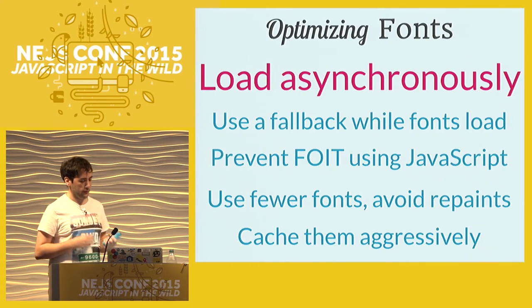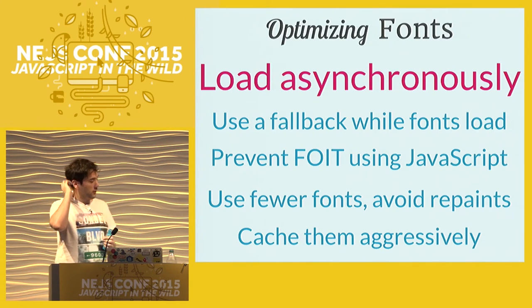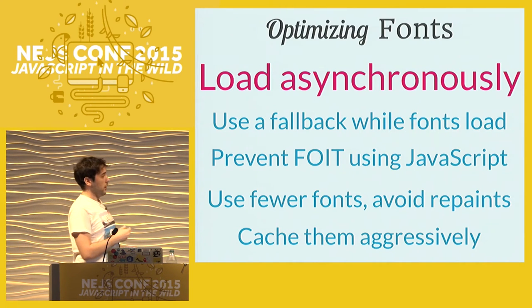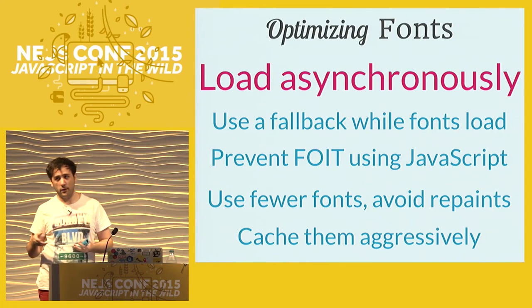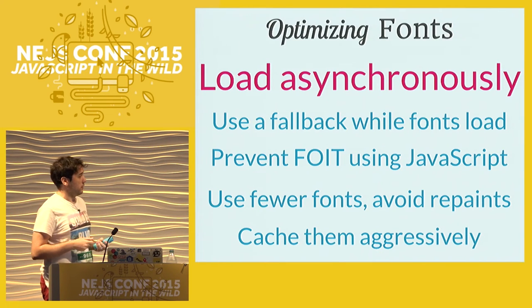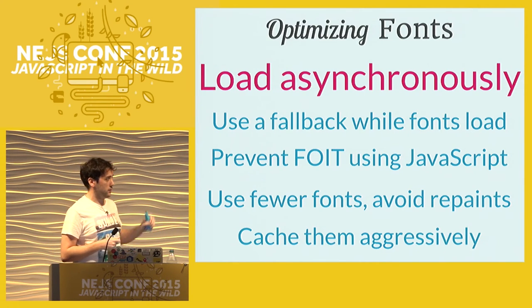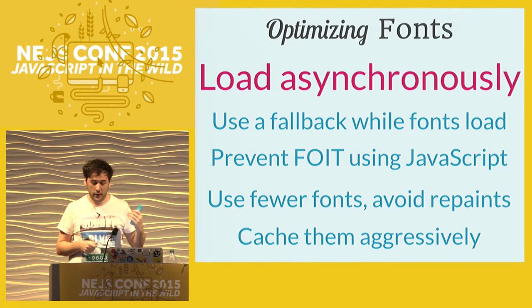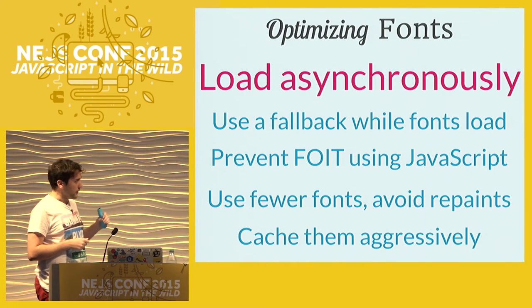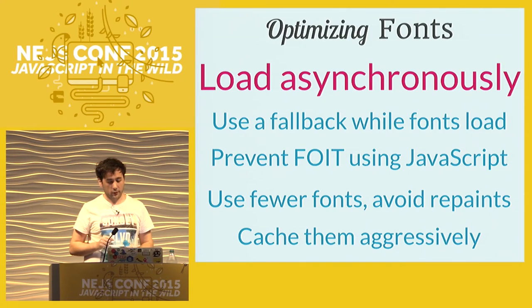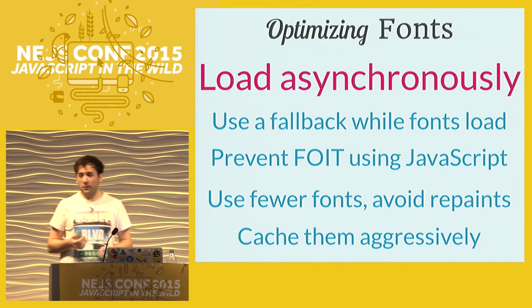Load fonts asynchronously. Fonts are crazy expensive, so if you have custom fonts, load them asynchronously. Use a fallback while those fonts load, like a web safe font. That'll help you prevent flashes of invisible text like we've seen in the film strip view earlier. And you can then add a class name or something when the font actually loads using JavaScript, and that's fixed. So use fewer fonts and avoid repaints.